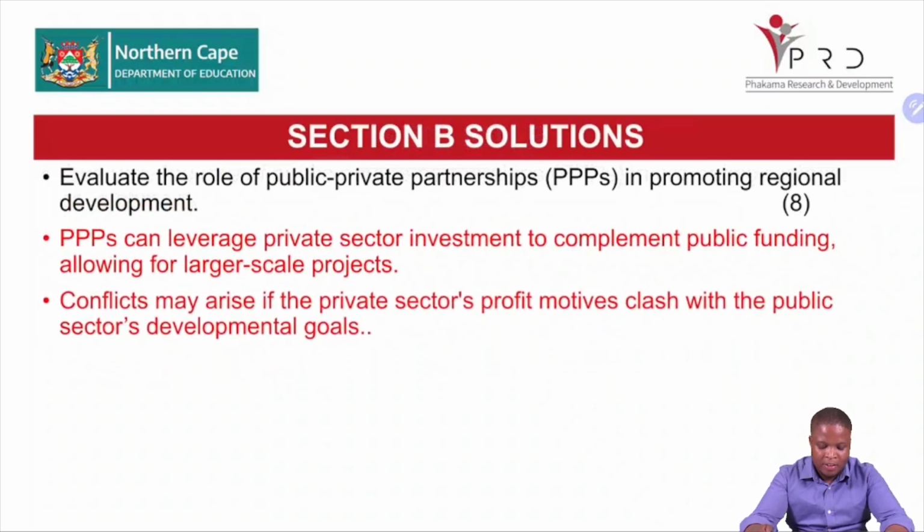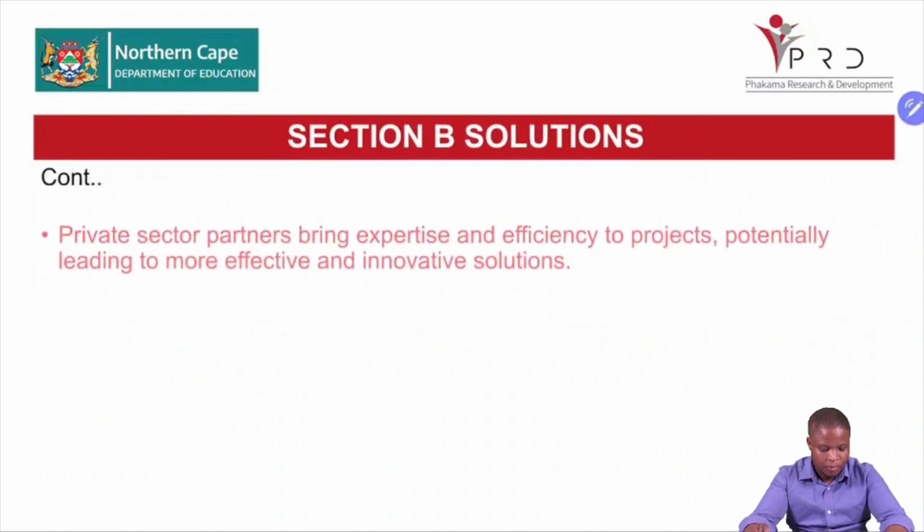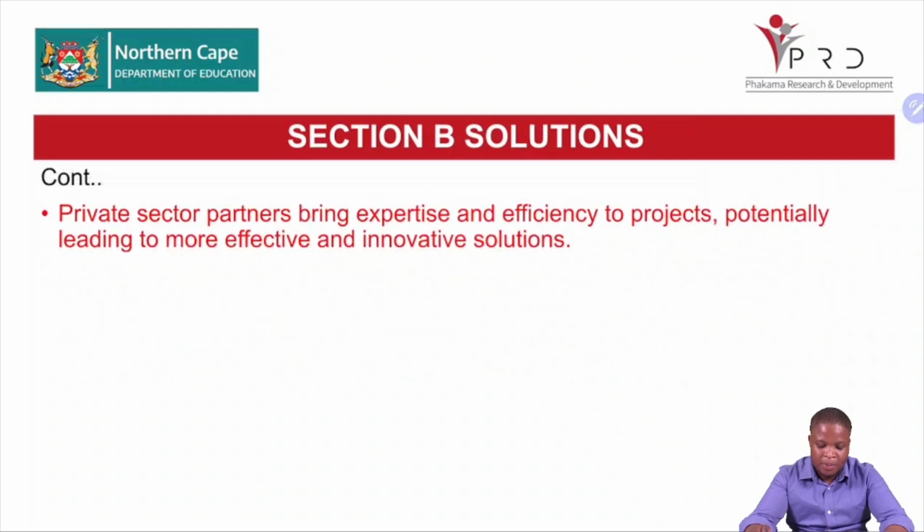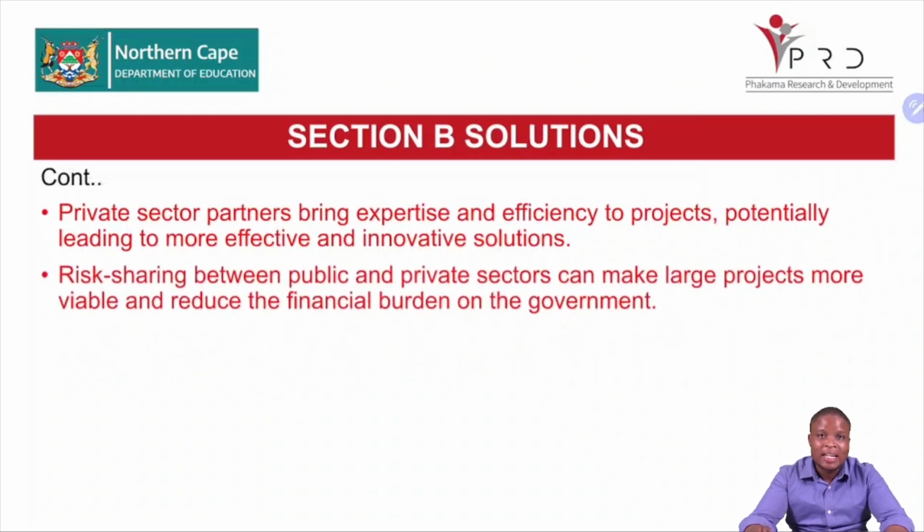Conflicts may arise if the private sector profit motives clash with the public sector developmental goals. There can be conflicts if businesses are focusing more on their profit than the regional development. Private sector partners bring expertise and efficiency to projects, potentially leading to more effective and more innovative solutions. So the private sector, because they are trying to get more profit, will be more efficient and innovative, and that will create regional development. Also, there's a risk sharing.